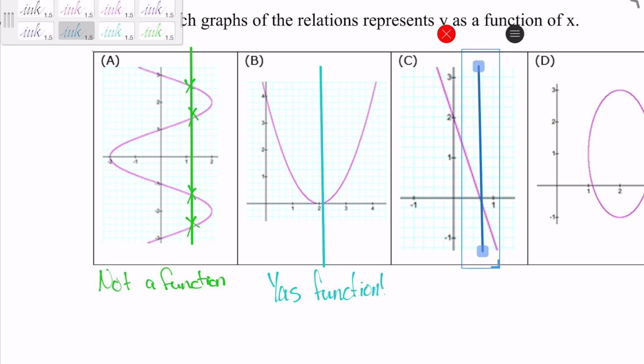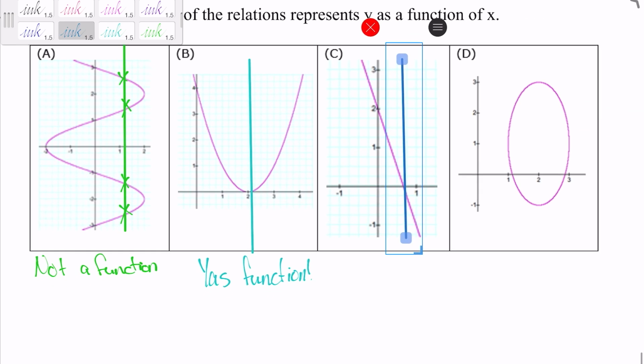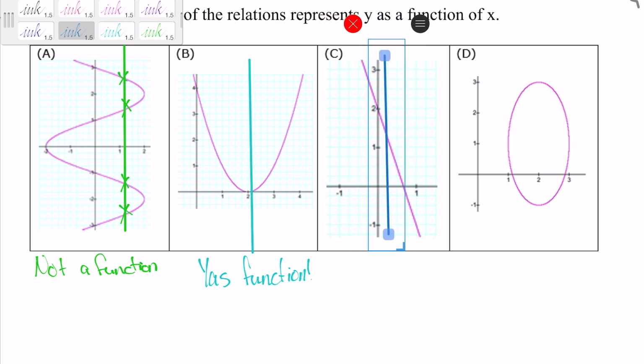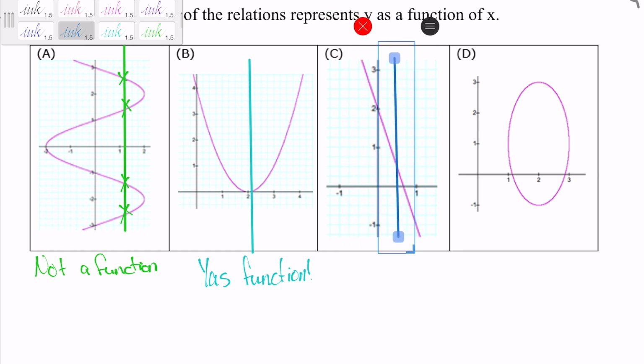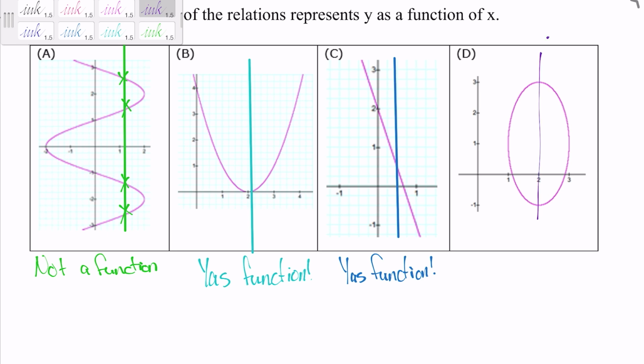I've got a line for graph C, and there's nowhere I can move it to where it's going to hit more than once. So this is also a function. And last but not least, I've got an oval, or you could also call it an ellipse. And there are places where if I had my vertical line, it's going to hit more than once, which means this is not a function.